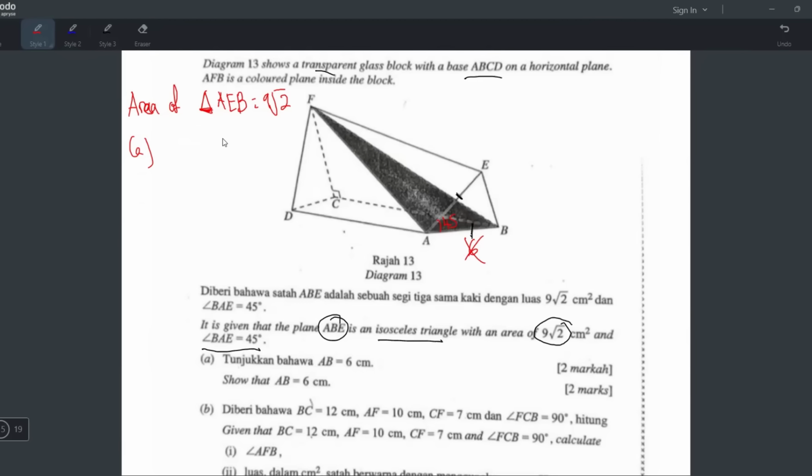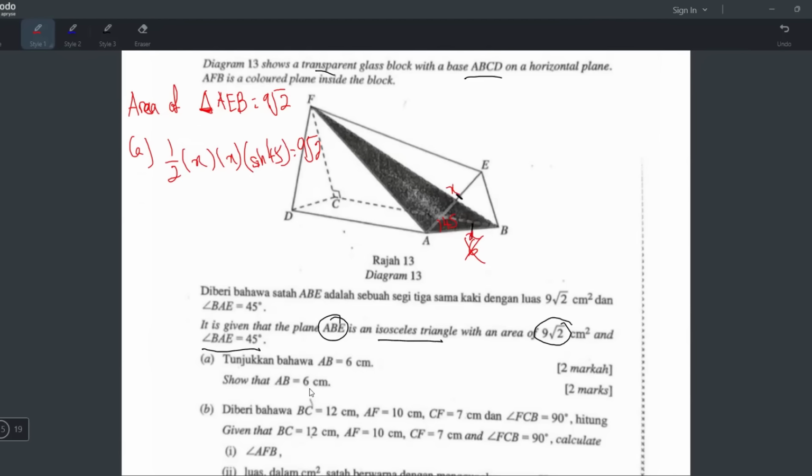Use the area. But if I use the area, what formula should I use? So we have the angle. Okay, use the formula 1/2 AB sin C. Right? And the AB, let's call this X for now. And this will be X also because it's isosceles. So 1/2 AB sin C, X times X, and the included angle is sin 45, and then equals 9 square root 2. And then now you can just find X, and hopefully my X is 6.